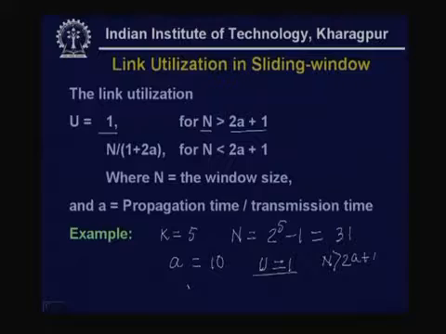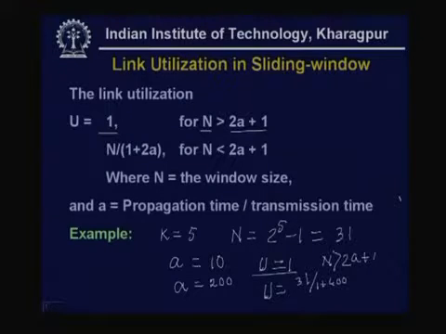On the other hand, let us assume the propagation time is very long, and as a consequence a is equal to, let us assume, 200. That can happen in satellite communication. Whenever that happens, the utilization becomes equal to N by 2a plus 1, that is 31 by 1 plus 400. So you see the utilization is much less in such a situation. Whenever you are using communication over a longer distance, that means propagation time is long, or you are sending at a very high speed, then the transmission time will be short.